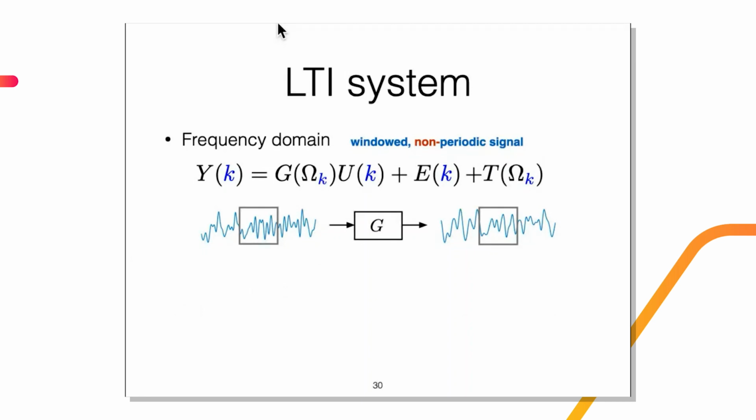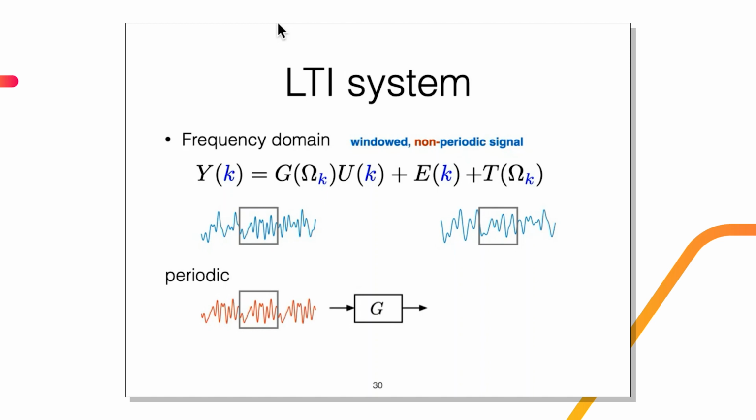To determine what the transient term is, I do another experiment where I use the same input signal inside the window. And outside the window, I make sure that the signal is a periodic repetition of what I have inside the window.